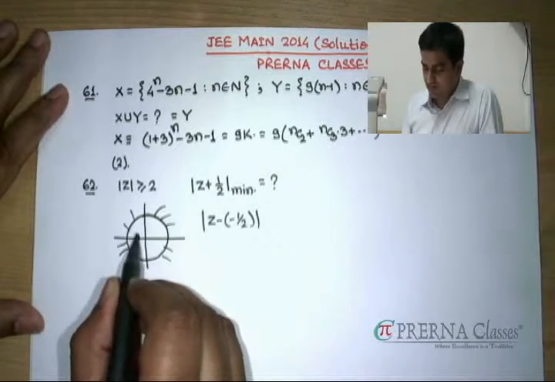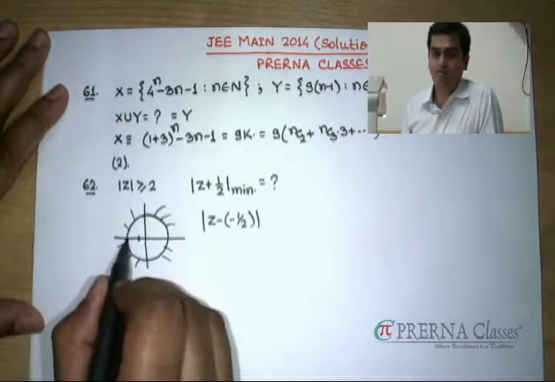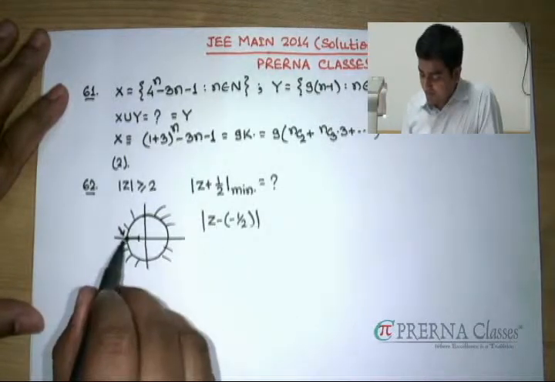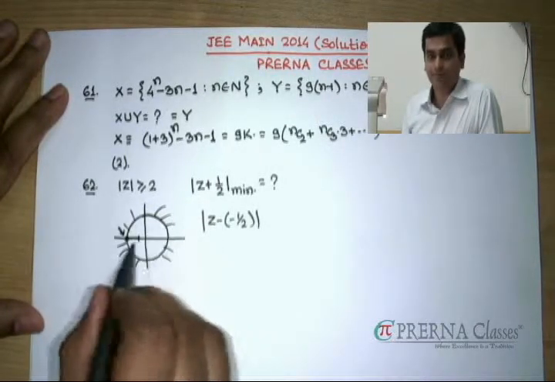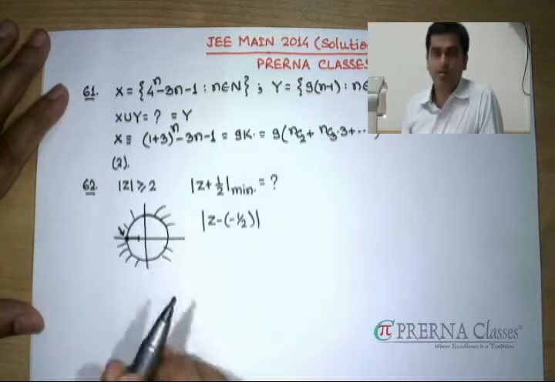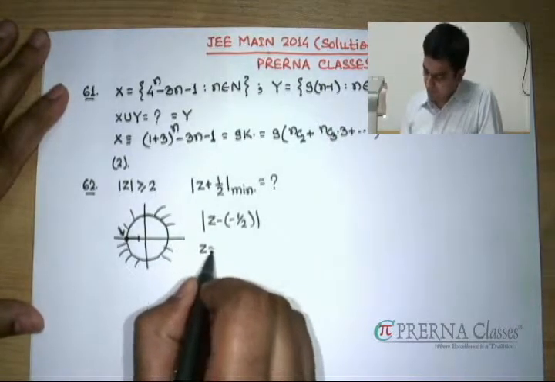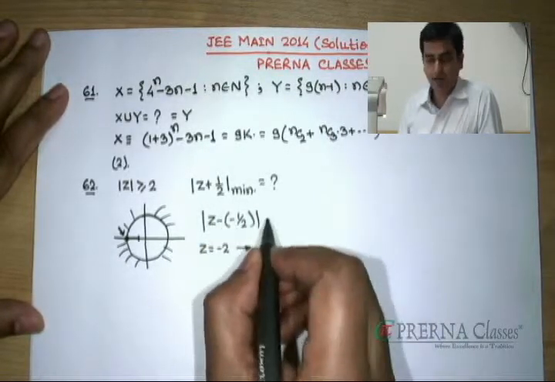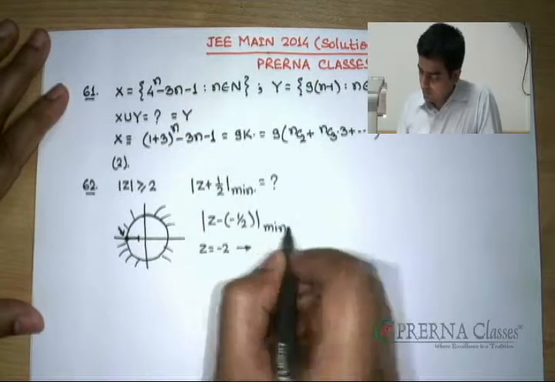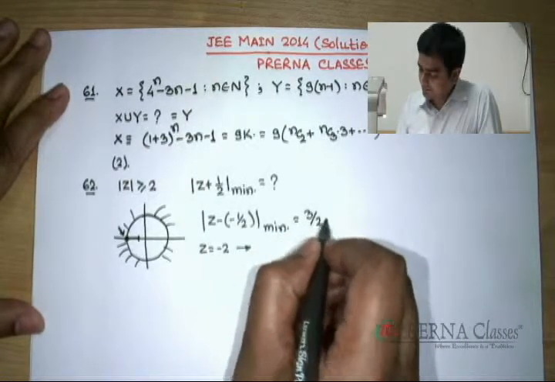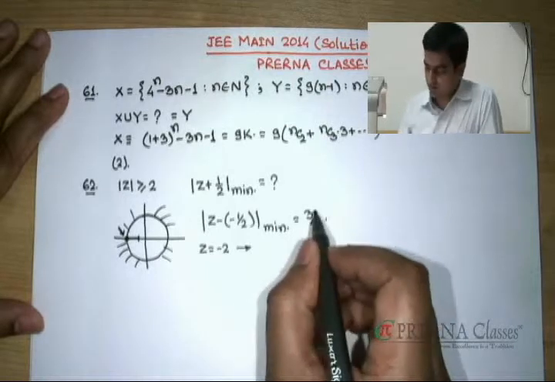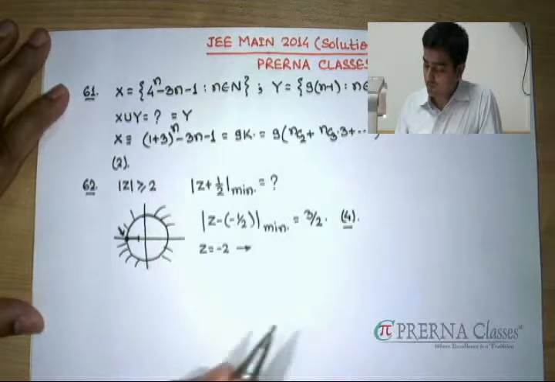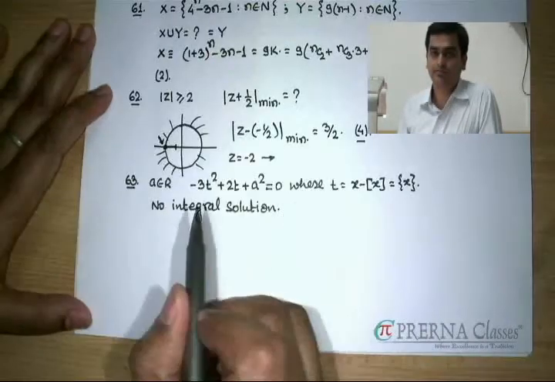If we need to figure out a Z which is at the least distance from minus half, clearly you can check that is going to come when Z is going to be minus 2, which is one of the diametric ends of the circle. When Z is equal to minus 2, that is going to give us the minimum value of this expression, which is equal to 3 by 2. And if we look at the options, this 3 by 2 is lying between 1 and 2, so clearly the answer is going to be option 4 for that problem.